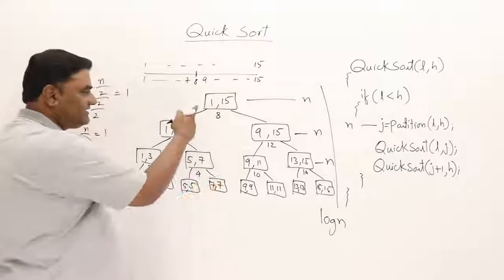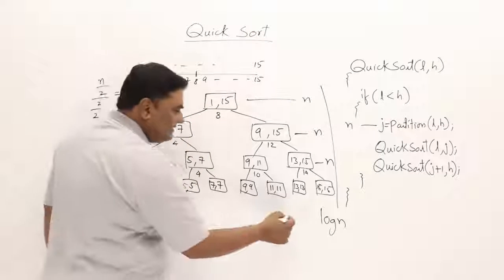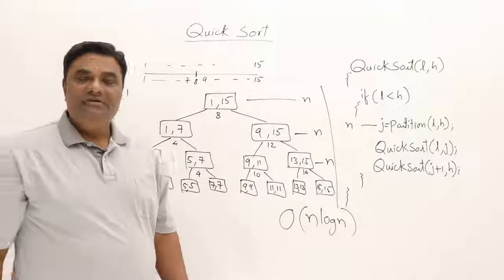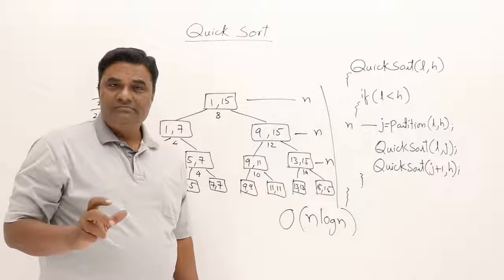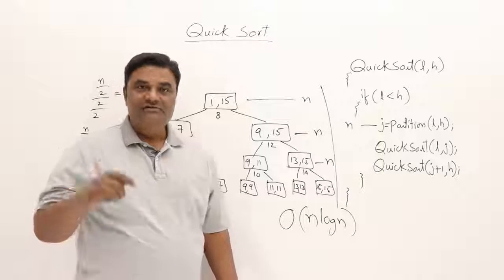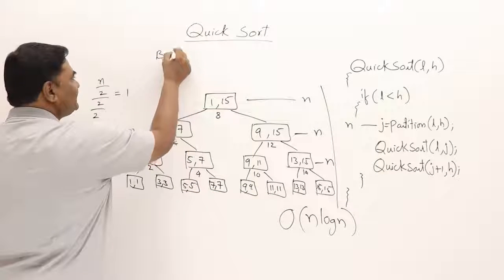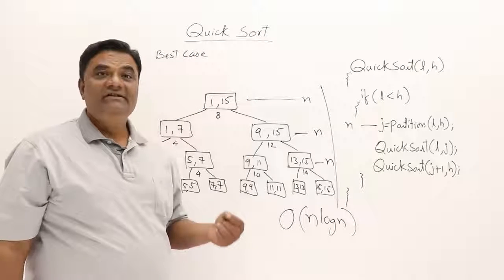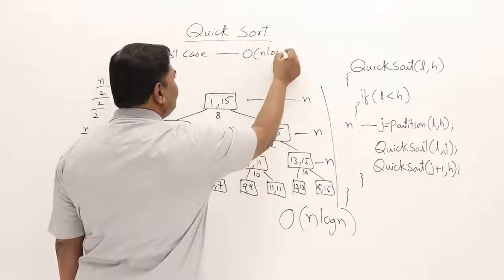And in each level, what is the time taken? I am assuming that the partitioning algorithm will compare the elements n times. So it's n. So the time complexity of quicksort will be order of n log n. Assume that partitioning is always done in the middle of the list. That assumption has given us this time. So this will be the best case of the algorithm. What is the case? The partitioning is always in the middle. And what is the time in the best case? It's order of n log n.